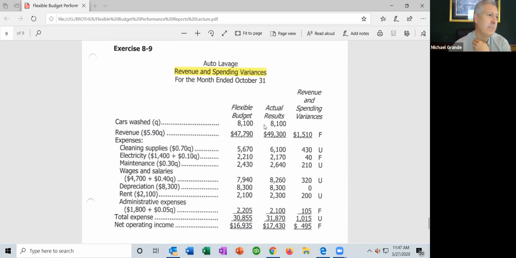Now we can look at it. Let's look at revenue. They should have earned $47,790 but they actually received $49,300, an increase, a favorable variance of 1,510. Here, cleaning supplies, for example. They should have spent $5,670. They actually spent $6,100, unfavorable variance. They spent more than they should have spent.